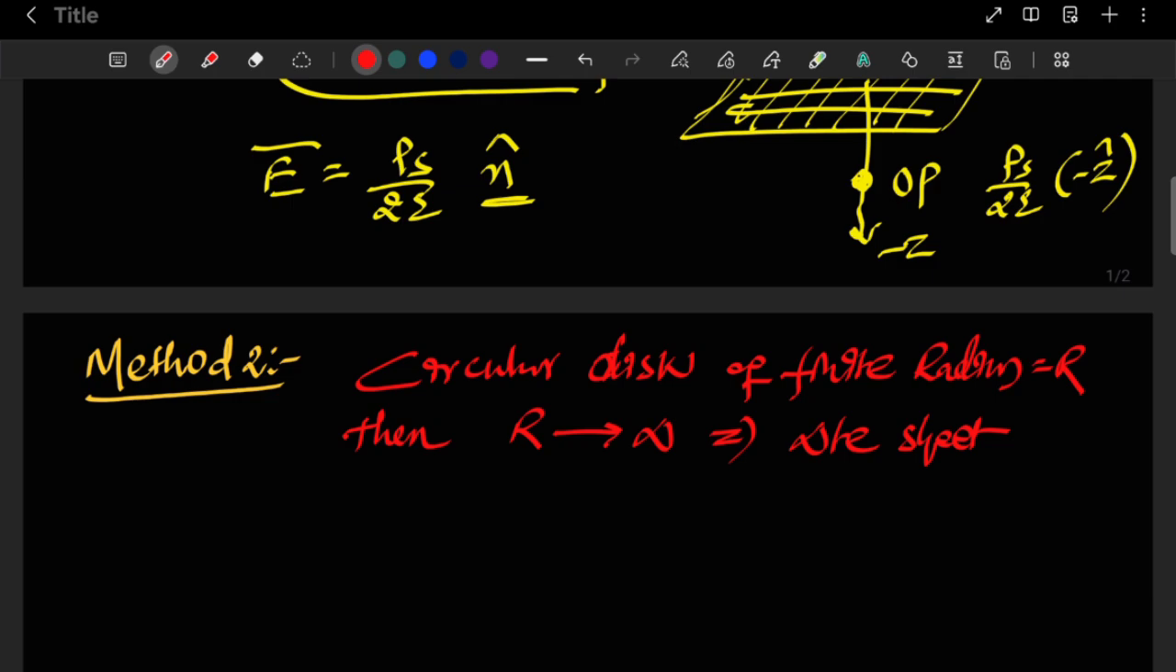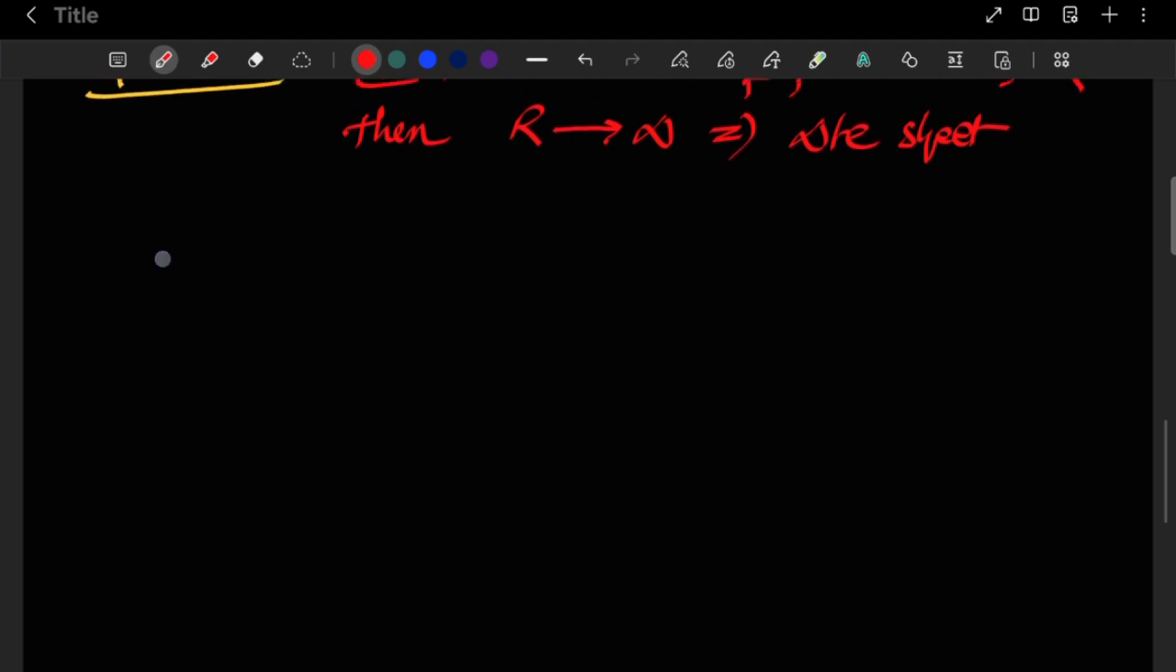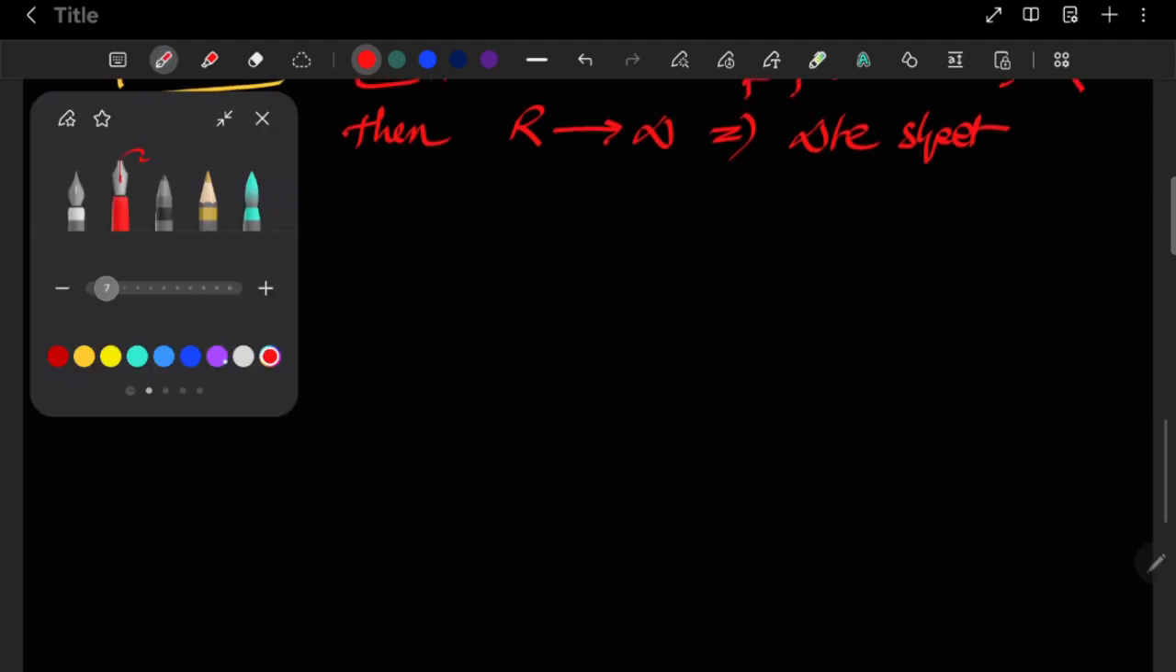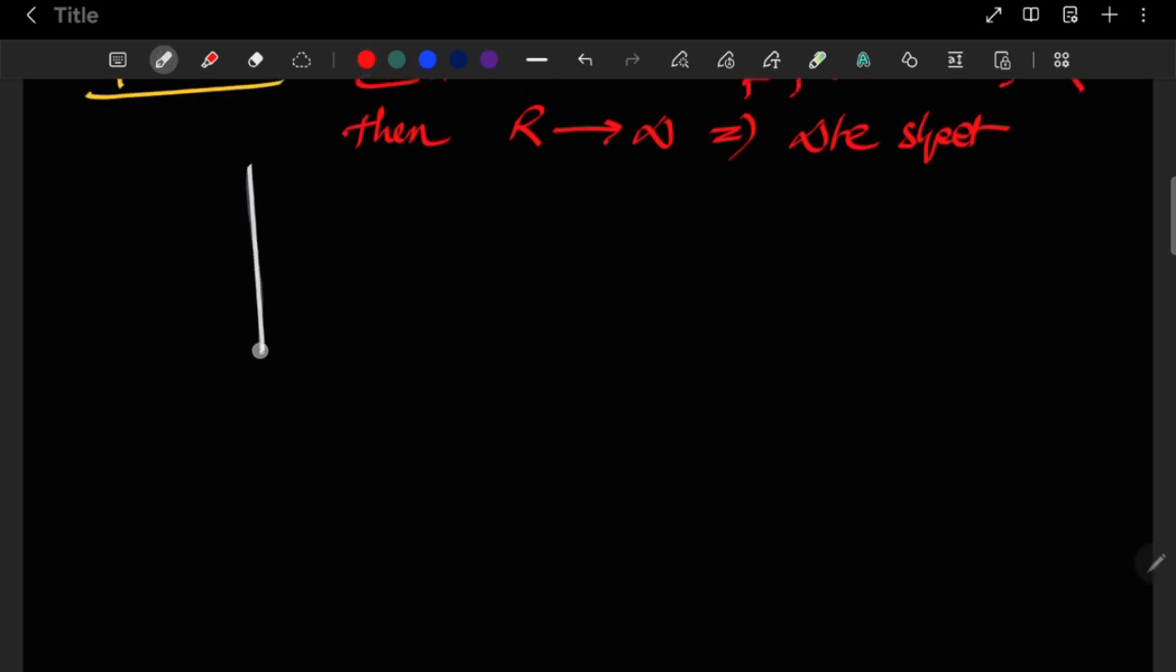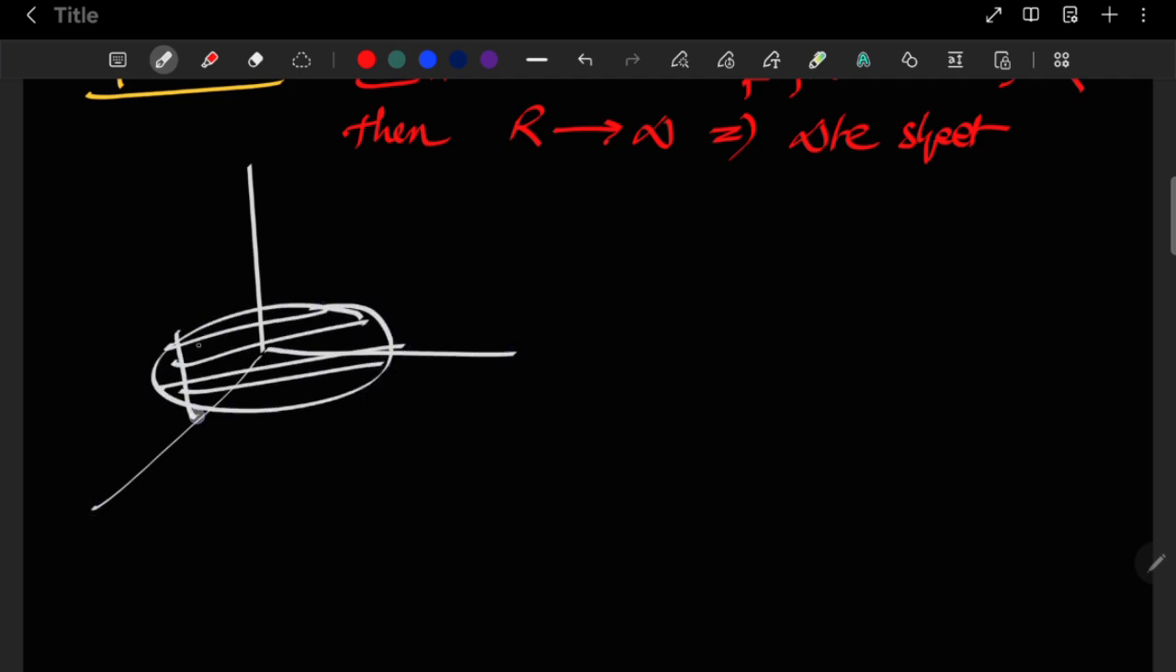Okay, so instead of finding the electric field directly for the infinite sheet, in method 2 what we are doing is first we will find the electric field for the circular disk of finite radius. Then we can make that radius tend to infinity. Whatever electric field we get by making R tending to infinity, we will take as the electric field for the infinite sheet. So that is the approach we are making. We'll assume that the sheet is available on the xy plane like this. So it is x-axis, it is y-axis, it is z-axis.